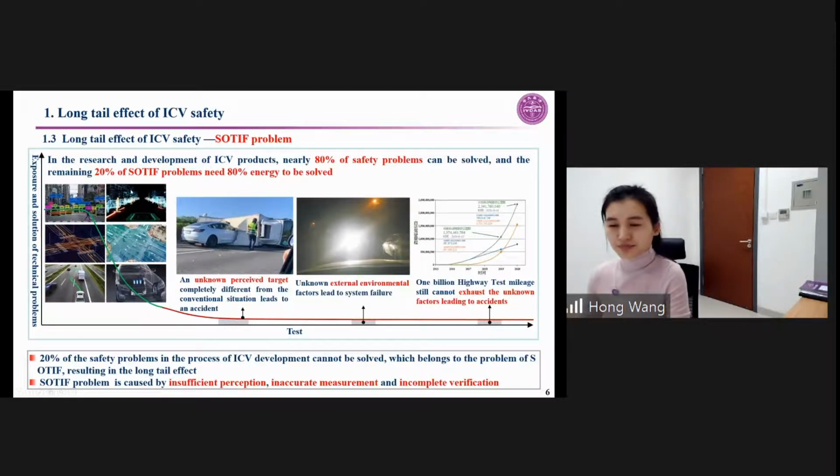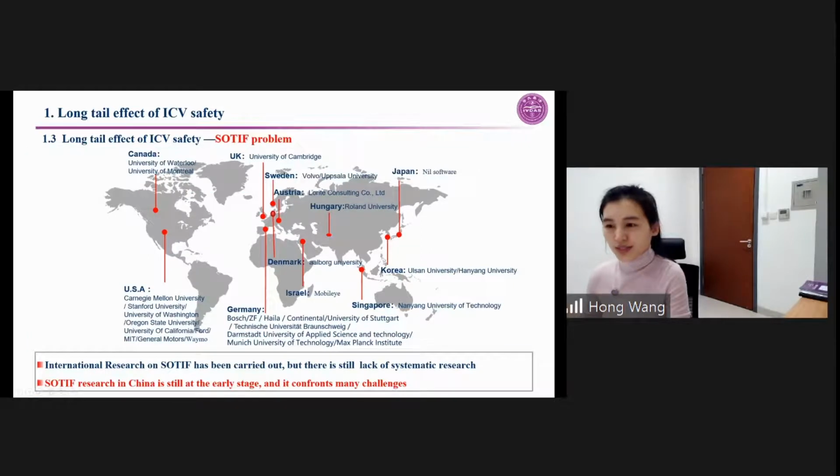There are many countries, enterprises and universities that have started to work on this SOTIF issue, like in the USA, Carnegie Mellon University, Stanford University, or MIT; in Canada, the University of Waterloo or Montreal; and the UK, all of Germany, and Singapore too. Many countries are still working on or carrying out research in the SOTIF area, but there is still a lack of systematic research.